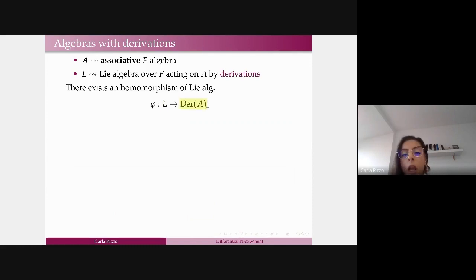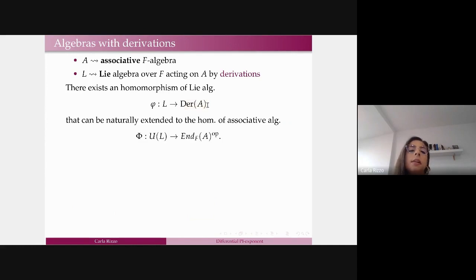algebra of A. And then, since the universal enveloping algebra is a universal algebra, we can extend naturally this homomorphism to a homomorphism of associative algebras. And in particular, since we want a right action, we are going to send it to the algebra of endomorphisms of A in the opposite. So we are going to consider the endomorphisms acting on the right.